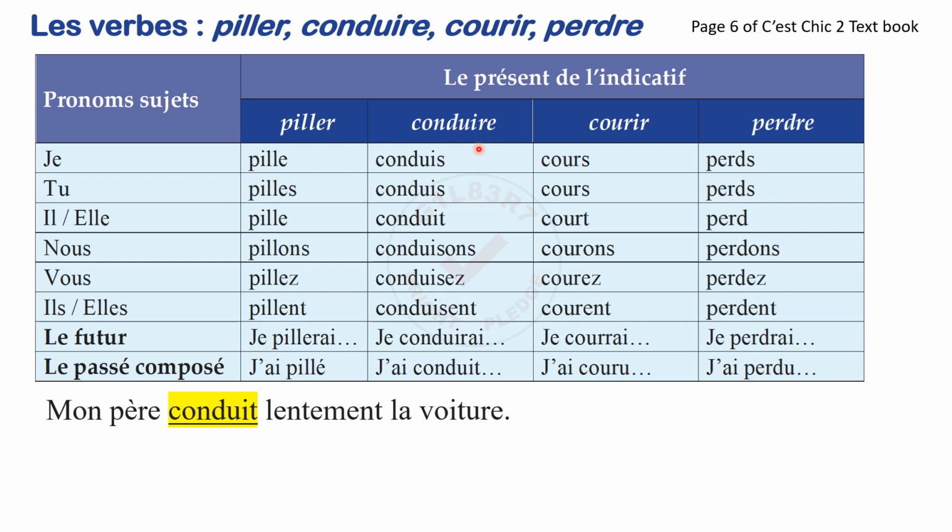Similarly, the next example, les écoliers courent vers le parc, meaning the school children run to the park or towards the park. Here we are using the conjugation of the verb courir. As I said, it is irregular, so you would need to memorize it. And here we are using the third person plural conjugation, so that's why it is spelled C-O-U-R-E-N-T. These examples are there in your book as well. So let's move on to the future tense of these 4 verbs.